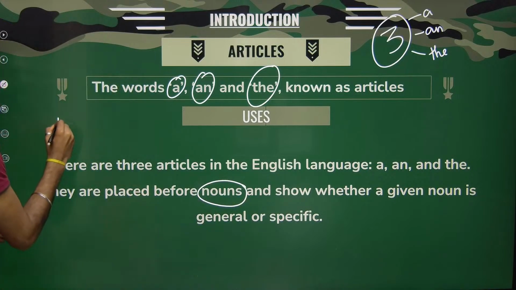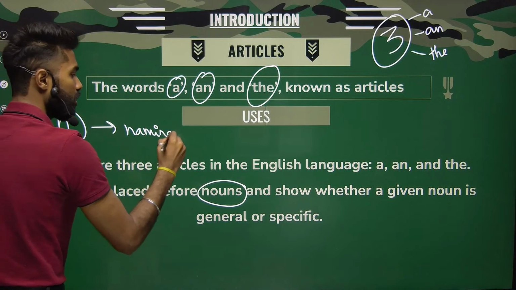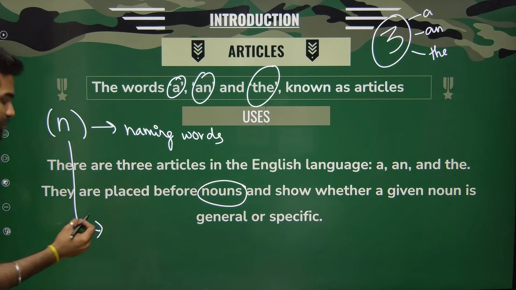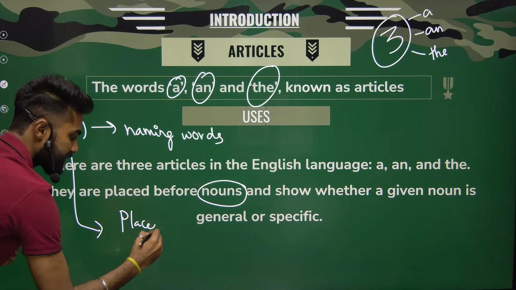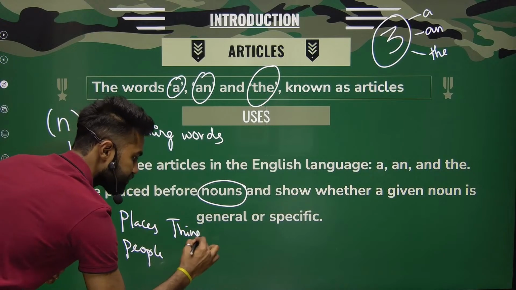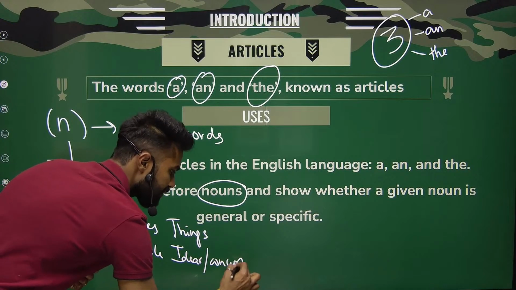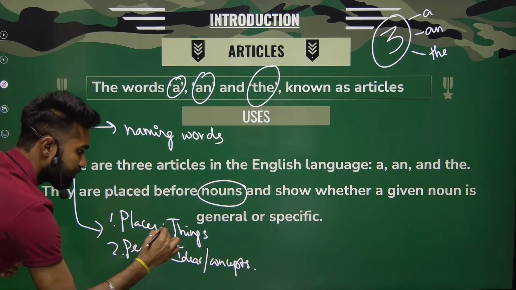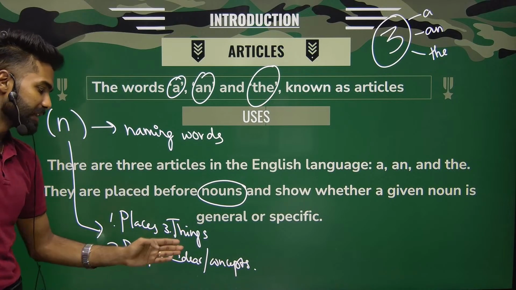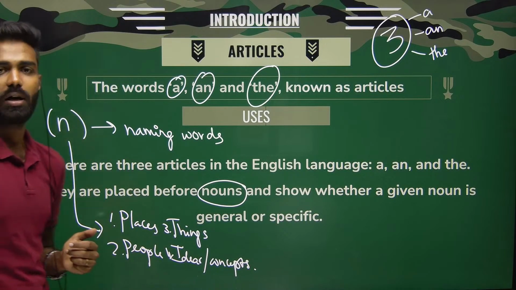What are nouns? I've told you in many classes that nouns are naming words. Okay. I can describe nouns as places, people, things, ideas, or concepts. Okay, these are nouns. If I'm naming any place, people, things, ideas, or concepts, then they are called nouns. Okay, nouns are naming words. We have seen this in earlier classes, right?